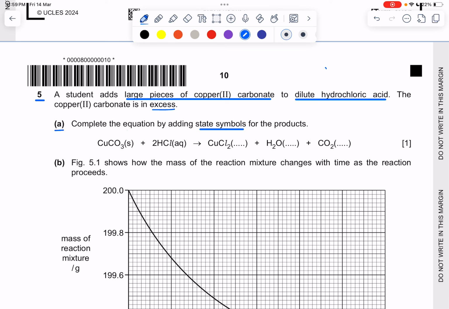So on the product side we have copper chloride. Copper chloride is soluble in water, so we will write aqueous, because there is a solubility rule that all the chlorides are soluble in water except silver chloride and lead chloride. So that's why the copper chloride is in the aqueous state. Water is in the liquid state and the carbon dioxide is a gas, so we will write g here.